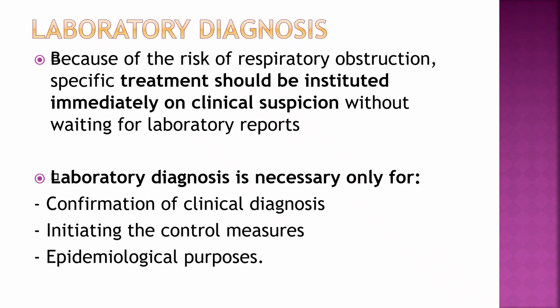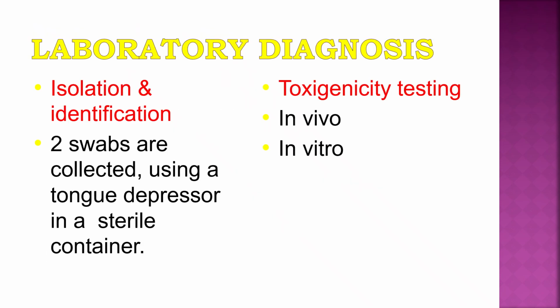Laboratory diagnosis. There is a risk of respiratory obstruction. So treatment should be started immediately on clinical suspicion without waiting for the laboratory reports. The laboratory diagnosis is necessary only for the confirmation of clinical diagnosis, for initiating the control measures, and for epidemiological purposes. In lab diagnosis, there are 2 parts. First is the isolation and identification of the bacteria, and second is the toxin demonstration test.